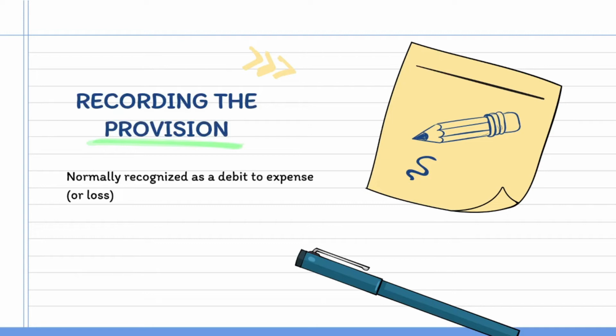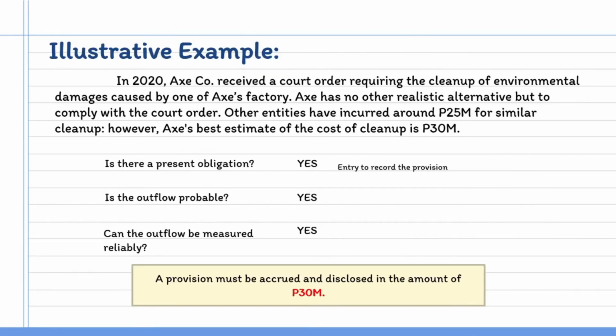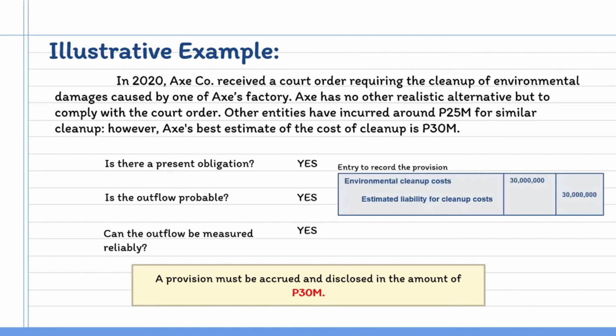Recording the provision. Normally, nire-record natin ang provision, debit to expense or loss account, and credit to estimated liability account. Example natin kanina sa best estimate, yung pag-record ng provision doon is debit to environmental cleanup cost and credit to estimated liability for cleanup cost amounting to 30 million.